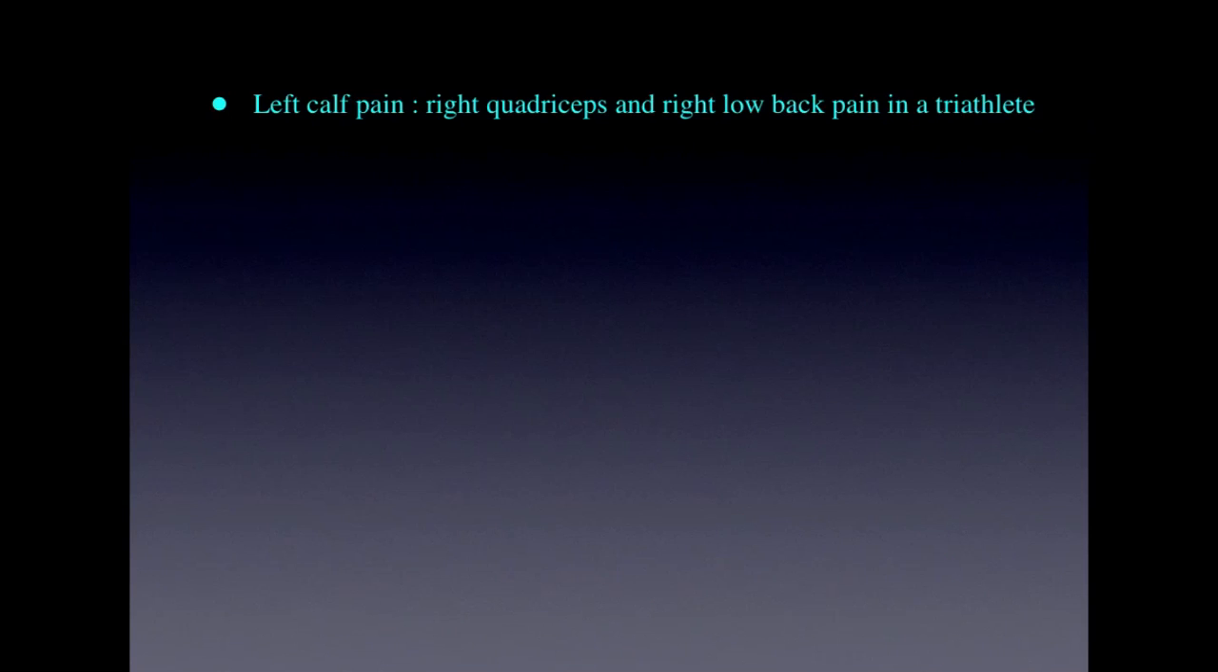Let's look at a case. We have an athlete here, a triathlete patient of ours, who has left calf pain and right quadriceps pain and right low back pain. So in translation, we have a painful scenario in the left posterior compartment of the lower limb and in the right anterior compartment of the opposite limb. So we're getting both an anterior and posterior response symptomatically in this client in two different limbs.